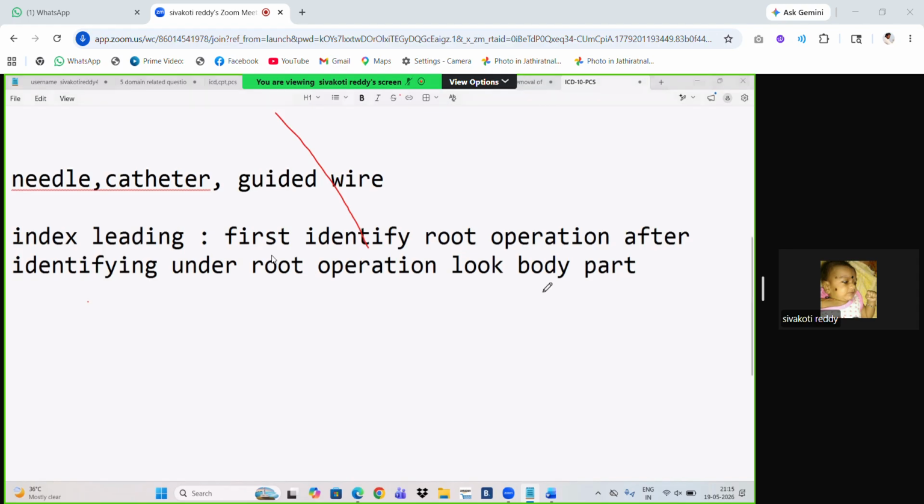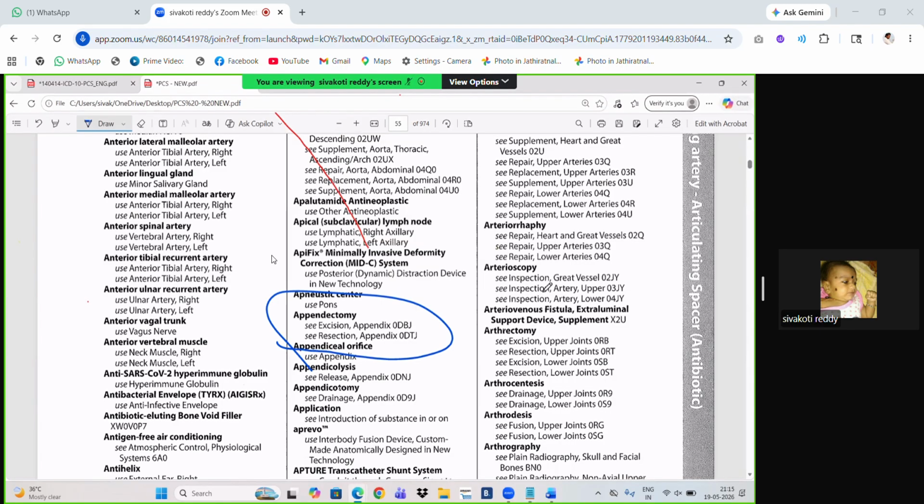See, if they did an appendectomy and you don't know the meaning of excision or resection, you will not get the correct code. If you know the meaning of excision and resection, then only will you get the correct code. It is difficult otherwise; we don't know the exact code. So we need to understand the root operations. If they mention appendectomy, appendectomy means removal of appendix. It is resection. Then you will go under resection, appendix: 0DTJ.